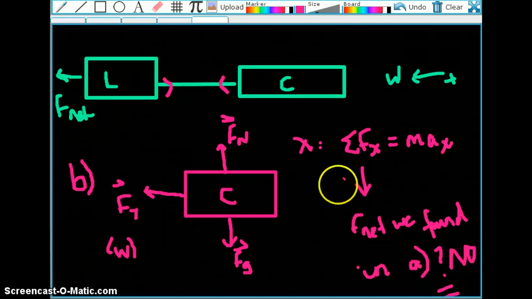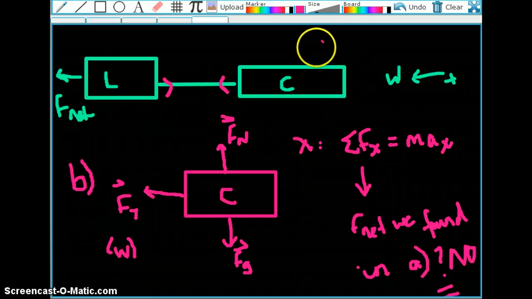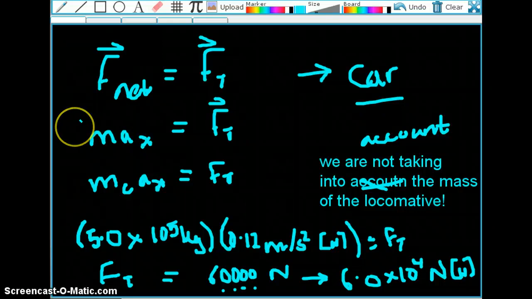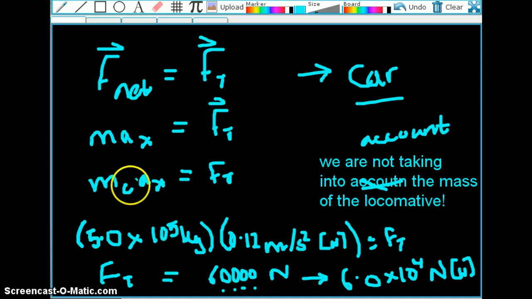There is an F net, but like I said, it's just the F net that's acting on C. And when you write that out, it's just the mass of C times the acceleration on C, which is the same. The system has one acceleration. So the car plus the locomotive both have an acceleration of 0.12. So you don't need to worry about that. But obviously, when thinking about just the car, we only have to consider just the mass of the car.